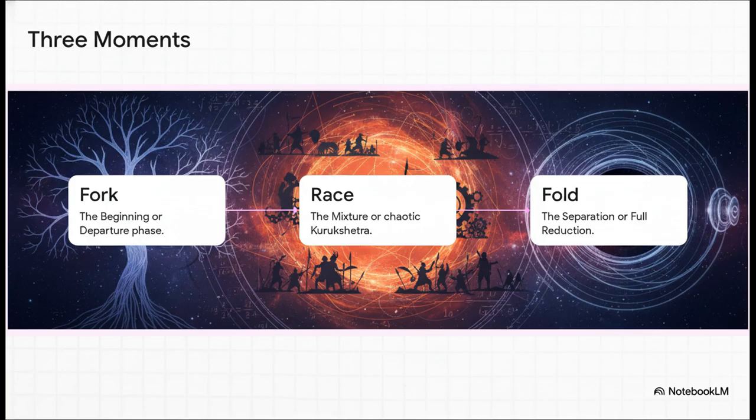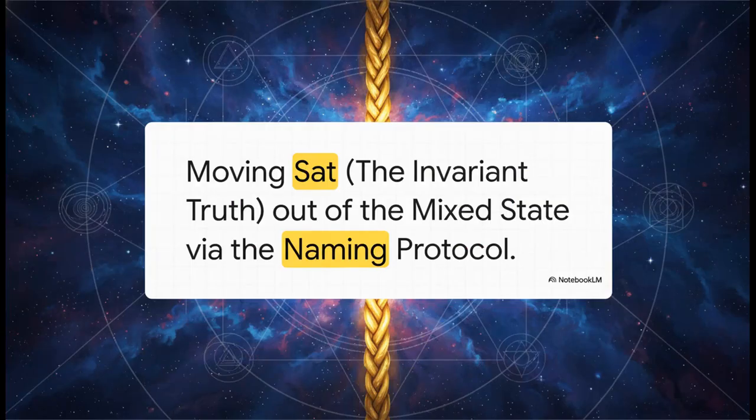And in the Bhagavad Gita, that chaotic middle phase, the race or the mixture, is represented by the brutal, incredibly confusing battlefield of Kurukshetra. It's essentially the ultimate human experience, trying to navigate a world where profound truth and total failure are just completely mixed together. So traversing this universe is basically the ultimate survival mission for information. The whole goal is carrying the invariant truth, which the Gita calls sat, or the Manichaeans call the living soul, straight through that chaotic race phase without it losing its identity.